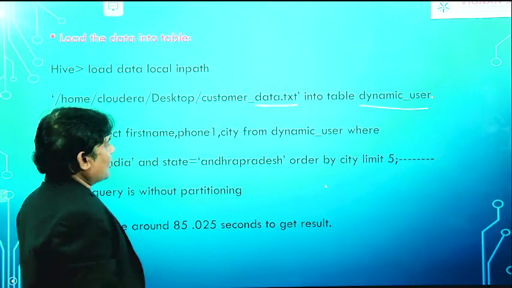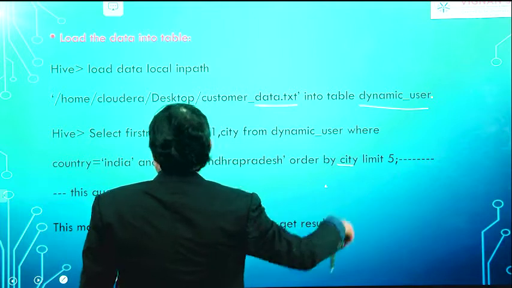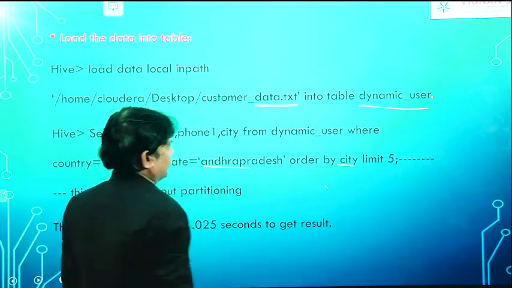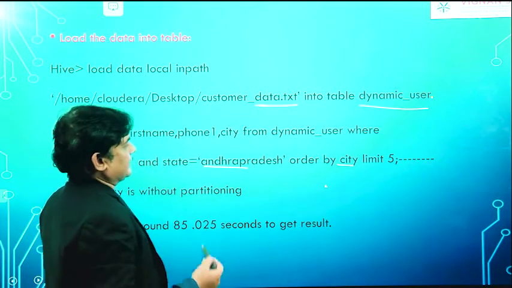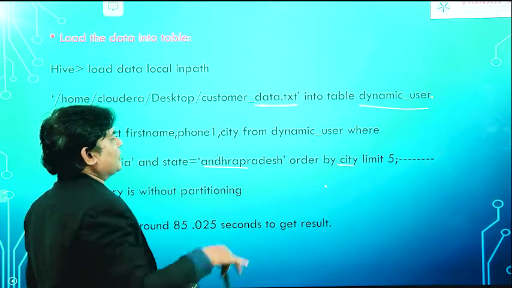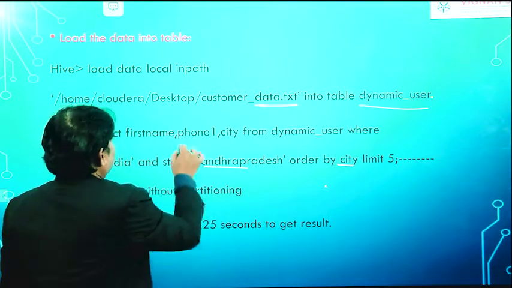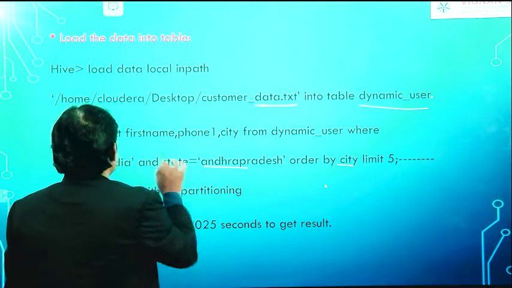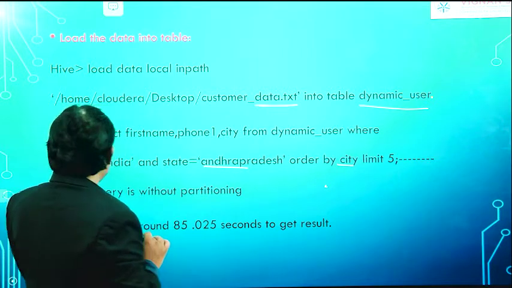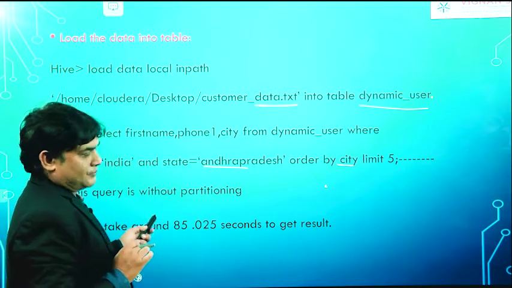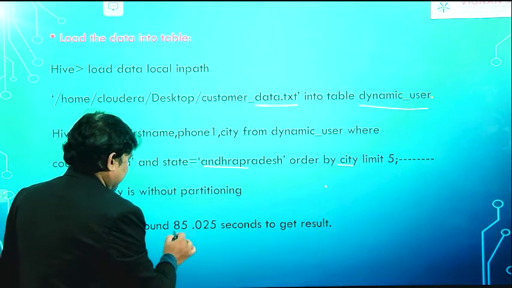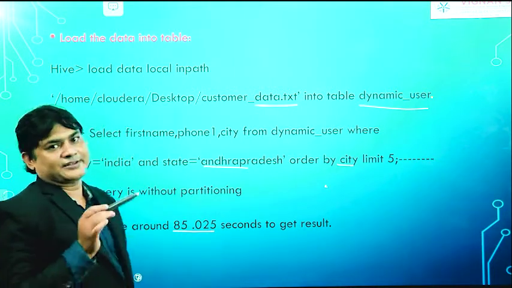Now, order by city means what? In India we have many cities. Suppose in Andhra Pradesh you may have many cities, like Guntur, Tirupati, Vijayawada. So based on the alphabetic order, it is going to arrange the data in that folder based on the query. Here there is no partitioning, so it may take a long time. Just assume it may take 85.025 seconds to get the results.